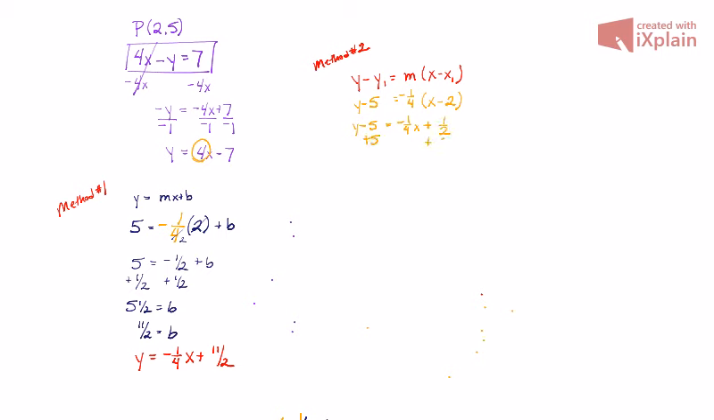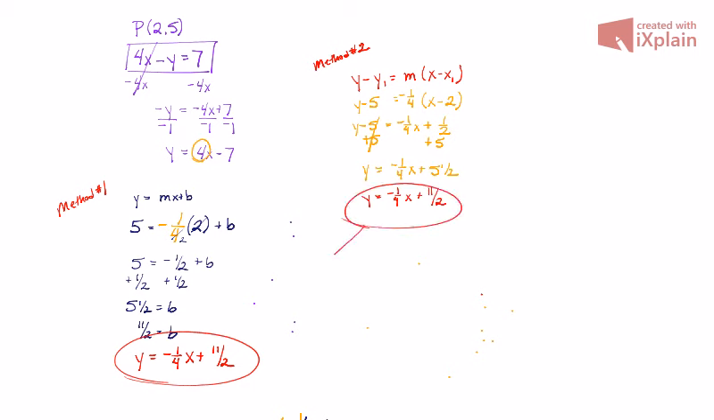Add 5 to both sides in order to get this into slope-intercept form, in other words, to get y by itself. And we get -1/4 x plus 5½, which again, if we were to write that last term as an improper fraction, would give us y is equal to -1/4 x plus 11/2. And if you notice, either method that you use, you will still arrive at the same solution.